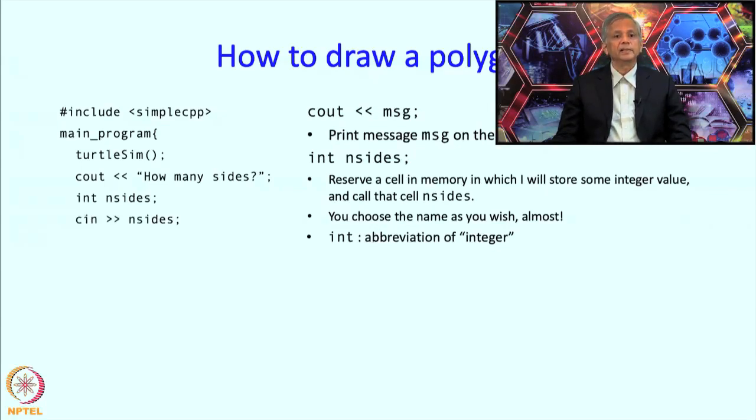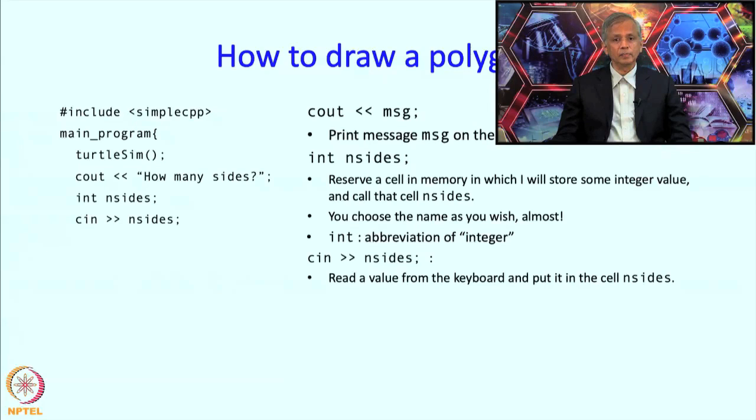After that, there is another new statement, cin greater than n sites. Well, what does this statement do? It commands the computer to wait until the user types in a value from the keyboard. So the statement asks the computer to wait until a value is typed. The user will see the message, how many sites, and therefore the user will type a value.